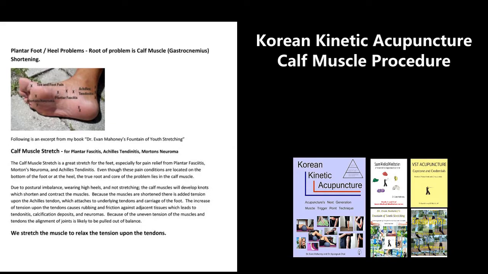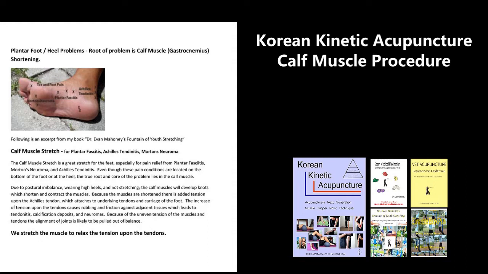This is the Korean kinetic acupuncture procedure for using the calf muscle, gastrocnemius shortening. For the calf muscle, there can be many conditions that develop on the back of the foot, the back of the heel, and the bottom of the foot. If you look in the picture, you'll see that Achilles tendonitis can develop at the back of the heel.